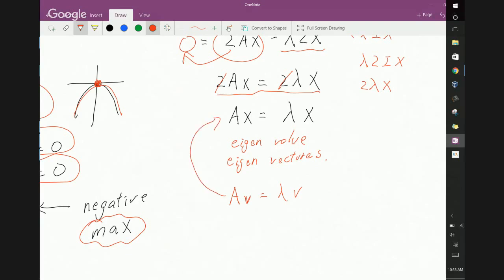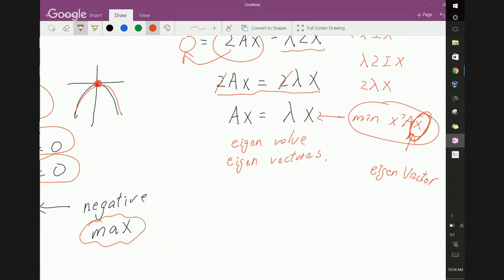They're identical formulas. So what this tells us is that if you want the x that minimizes this whole expression, x transpose Ax, the x is the eigenvector. That's all you need. You pick the eigenvector, and that will give you the vector that minimizes this whole expression.